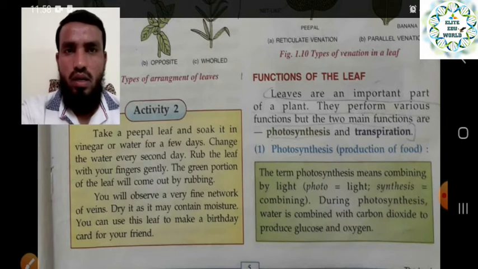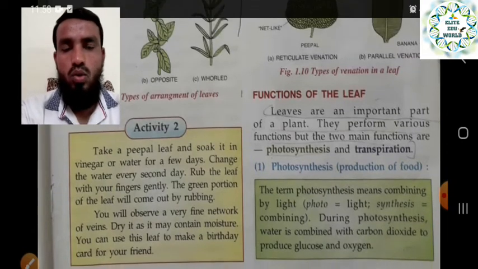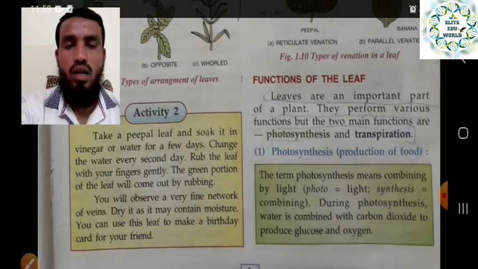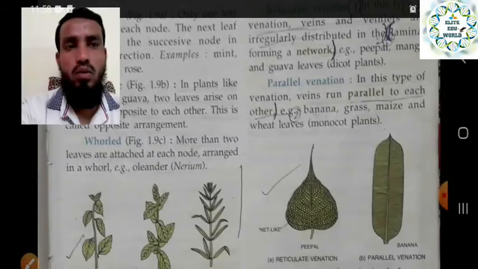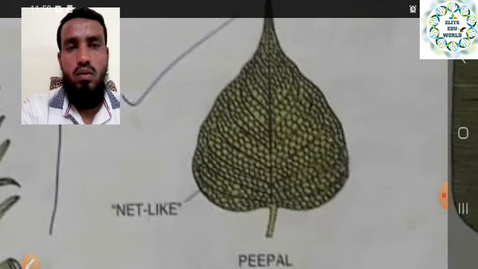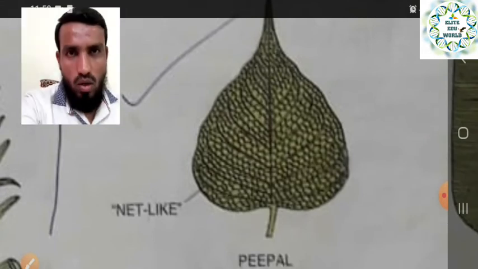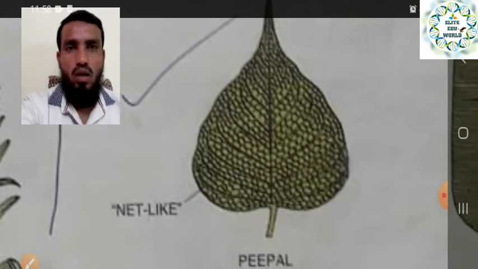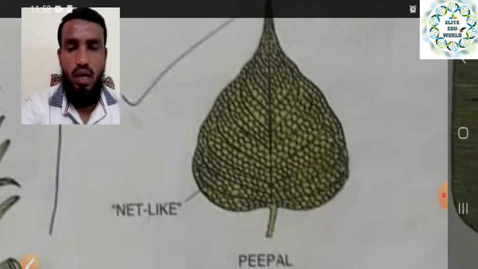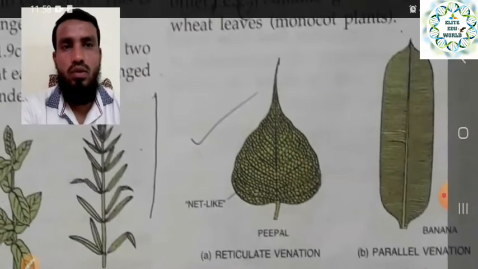But what is the motto of this activity? You have to see the visible veins, which kind of veins are there on the leaf, which you can easily see. Whatever the green pigments are, while you allow it to dip into the water, all the green part will be removed, and whatever the veins are there will be visible. So you can understand which kind of venation system is present in those leaves. That is why you have to do this activity.